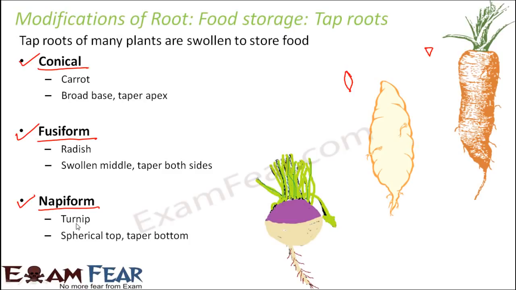Third one is napiform. So this is again a Latin word. The word napi means turnip. So the word napus in Latin means turnip. So the shape of a turnip, how does a turnip look like?